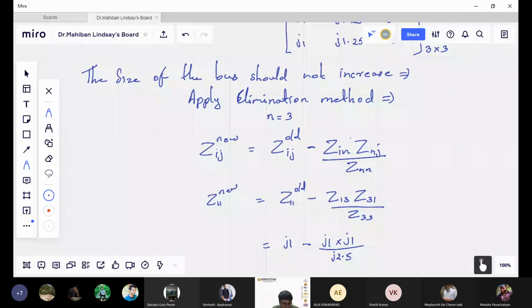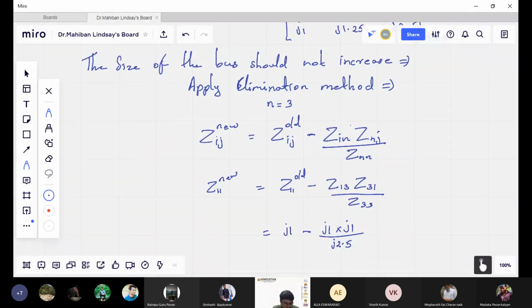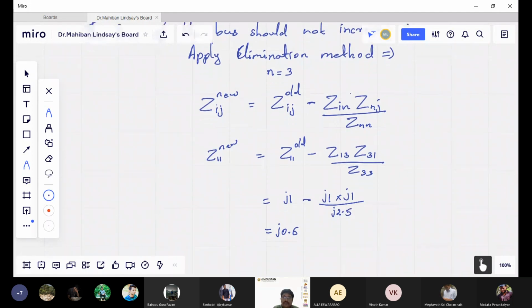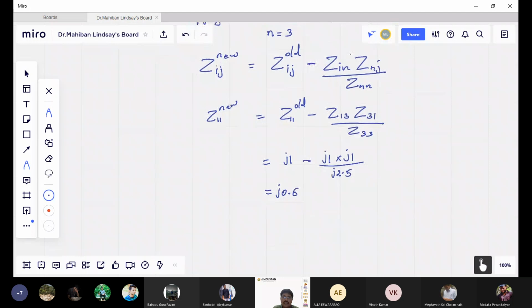If you substitute this, you will get the values. I have already calculated the value. Please check it with your calculators whether you are getting the same value of Z11 new. I got it as j0.6. Please check whether you are getting the same value. Put it in the calculator.